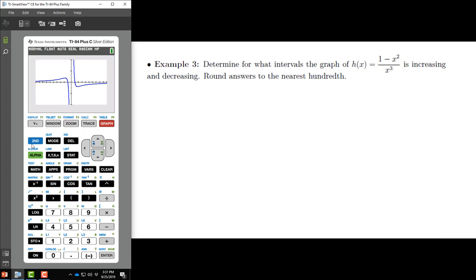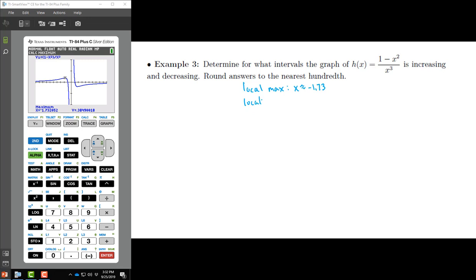All right, so let's find the min and the max first. My maximum over here on the left side, I just need to get to the left of it. Press enter to the left. Press enter somewhere to the right. Give it a guess. So it says -1.73. So we have a local max at x is about -1.73.